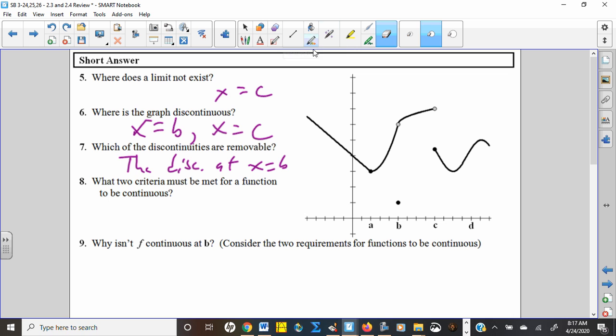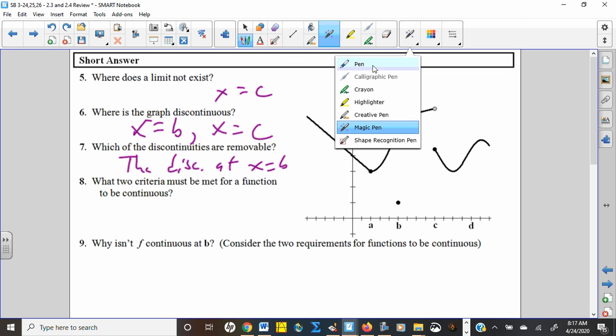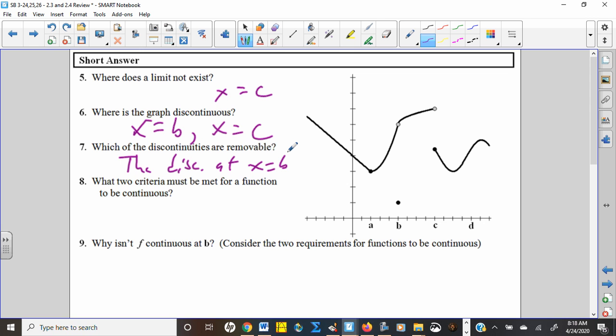A couple days ago, my attendance question for you was, how would you describe continuity? And a lot of you guys kind of went back to chapter 1 and used the intuitive idea, well, you have to keep your pencil on the paper. But we're beyond that now. You've got to understand this in terms of mathematics. And there are 2 main things that have to happen, okay?